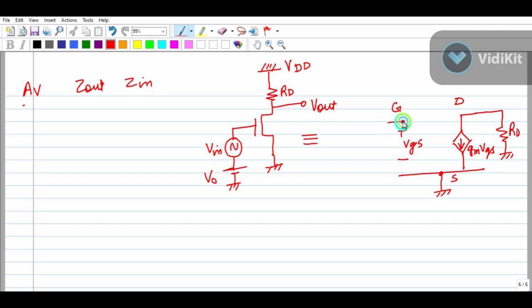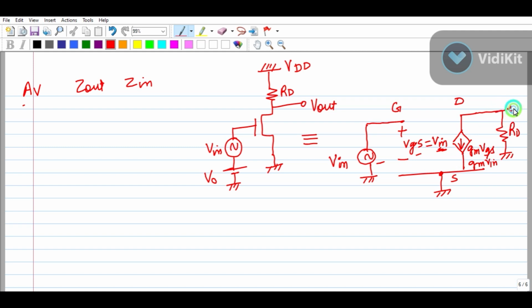At the G terminal, you can see there is V in, and this DC source will be removed. So it is V in. Now see, this and this are in parallel, so VGS is equal to V in. Okay, so this gm VGS will become gm V in, because VGS is equal to V in.